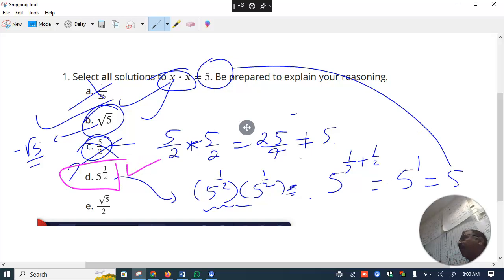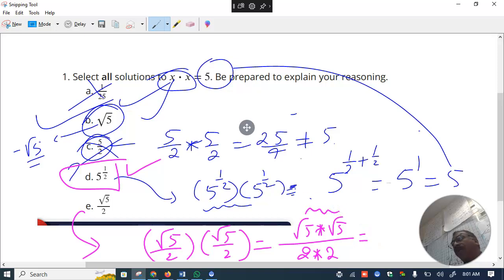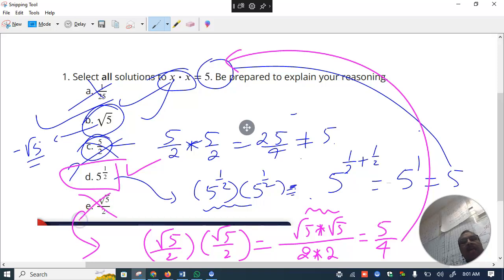Okay, I'm going a little slow so that all of you understand and try to do it. Very nice. If you understand step by step, it's really nice. What about this part? If I multiply it by itself, what do you end up getting? Square root of 5 times square root of 5 in the numerator, and 2 times 2 in the denominator. We know square root of 5 times square root of 5 is 5, and the denominator is 4. So this is not the same as 5, and that's why this cannot be the answer.